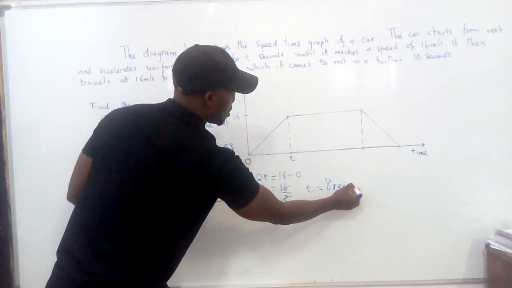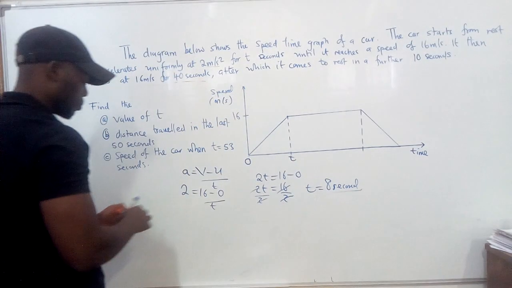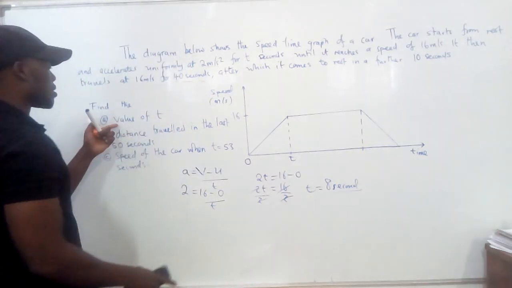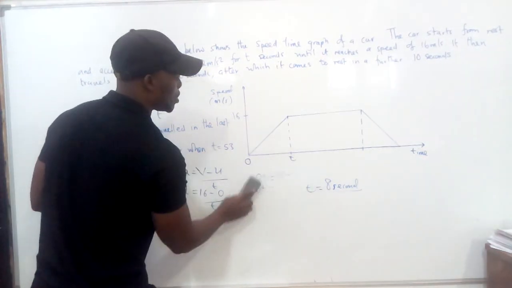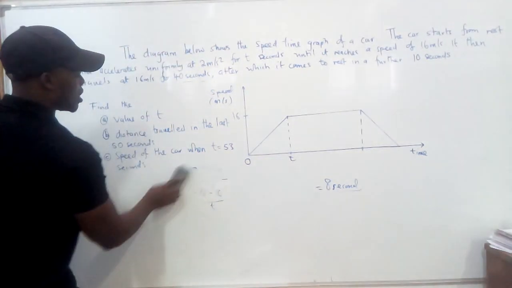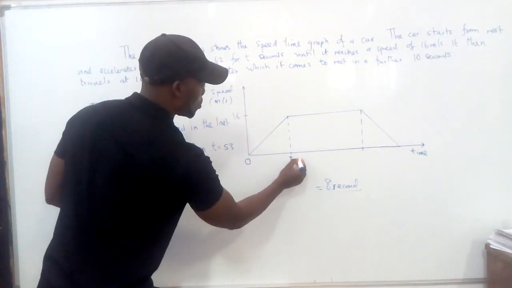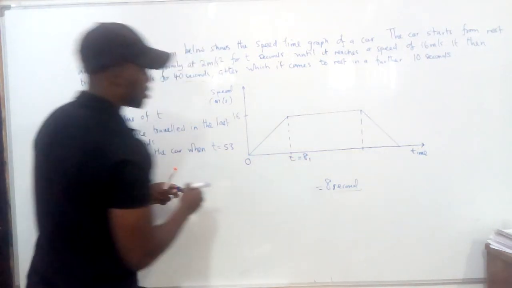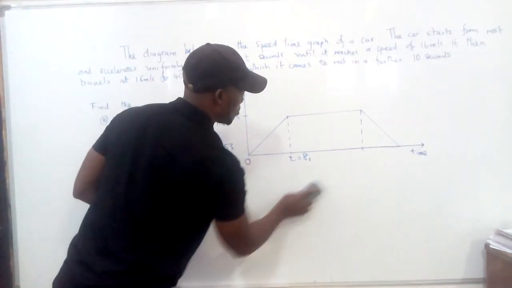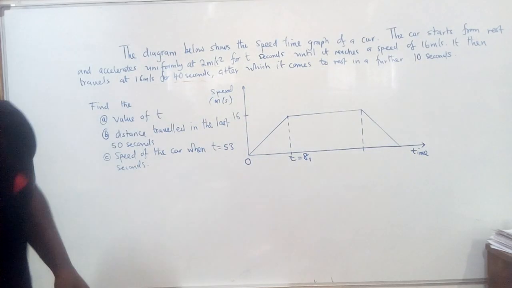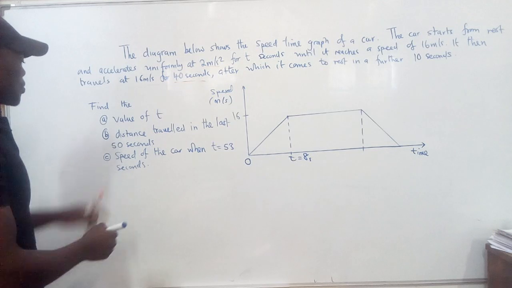So our t is 8 seconds over here. We have found the value of t, the answer for question A. So we know that our t will be equal to 8 seconds. Okay, so we can go to our question B.